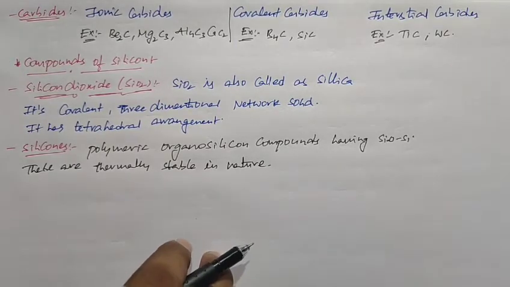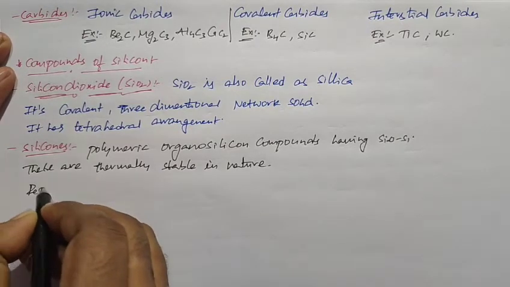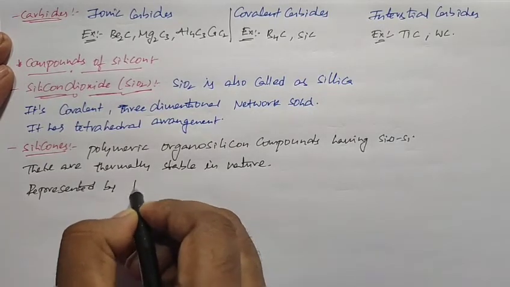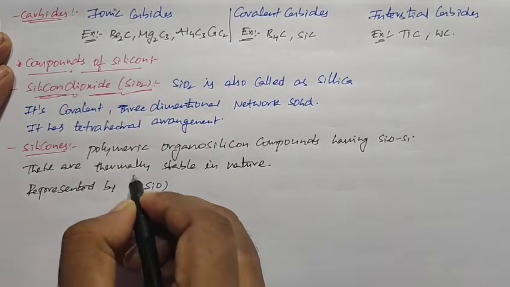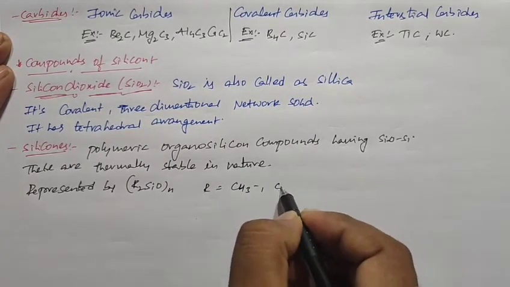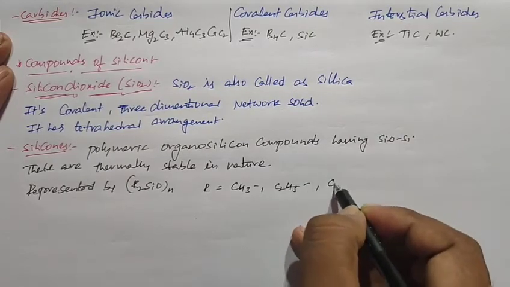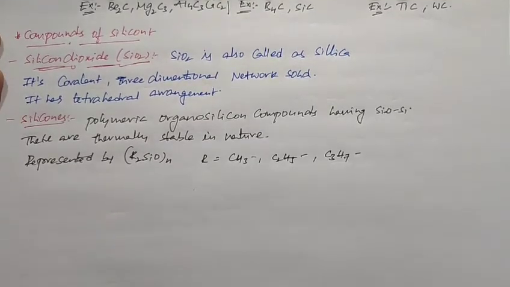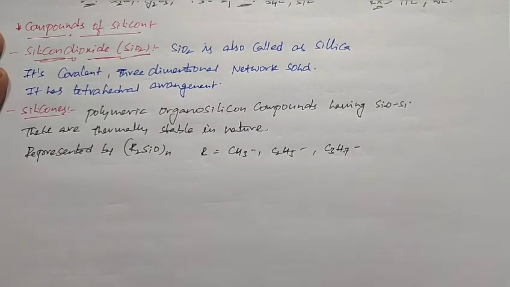If you see the general formula of silicones, they are represented by R2SiO, where R can be methyl, ethyl, propyl, etc. Silicones are mainly of three types: linear silicones, cyclic silicones, and cross-linked silicones. So these are the types of silicones.